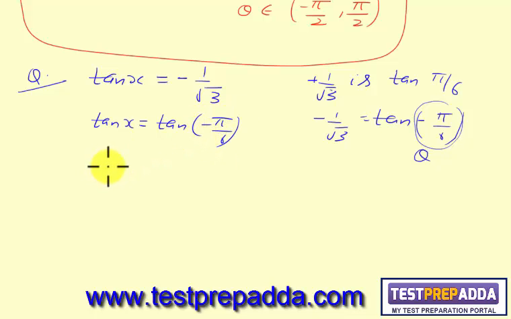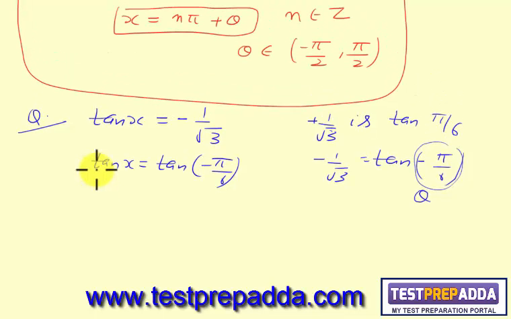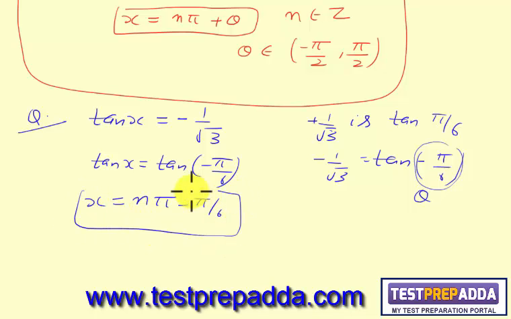Got it? So look at the general solution. General solution is x is equal to n pi plus theta. So here x will be written what? N pi minus pi by 6, where n belongs to integer. So for tan x is equal to minus 1 by root 3, the general solution will be x is equal to n pi minus pi by 6, where n belongs to integer.